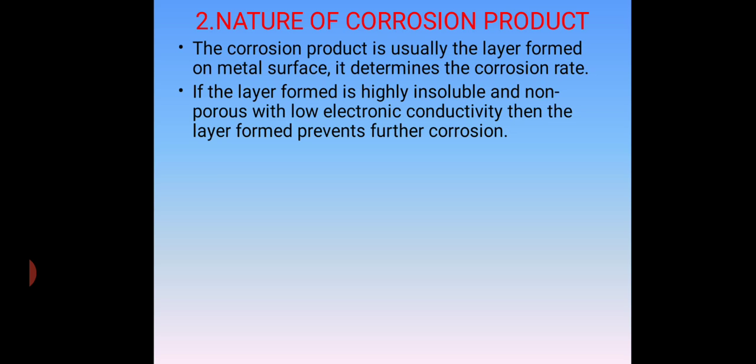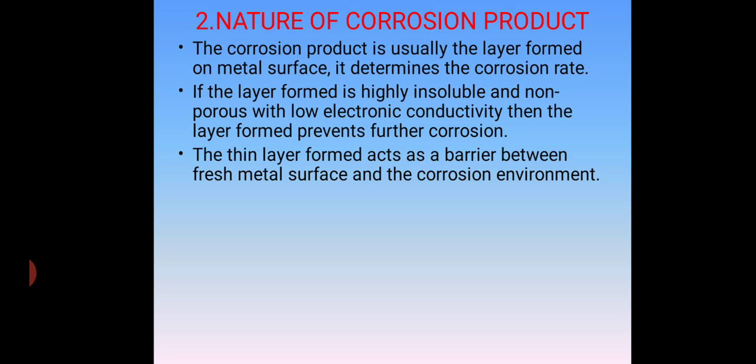What do you mean by this? If whatever initial corrosion product formed is non-porous, or highly insoluble, then it will form a protective layer, and it resists further corrosion. How? The thin layer formed acts as a barrier between the fresh metal surface and the corrosive environment. So it's nothing but a coating.